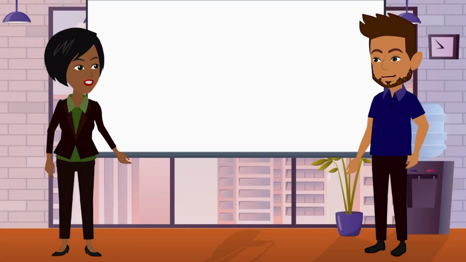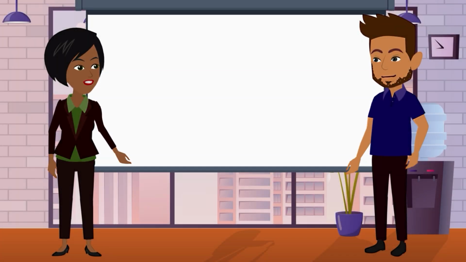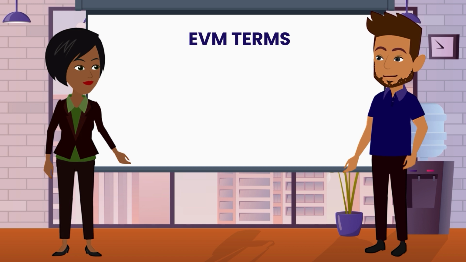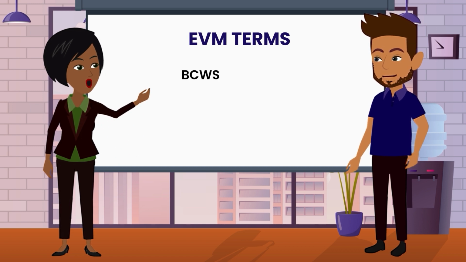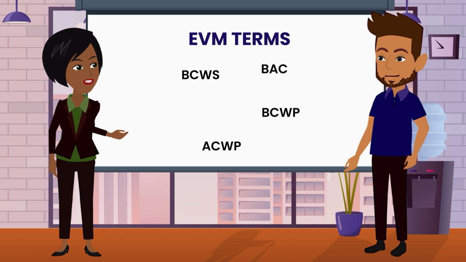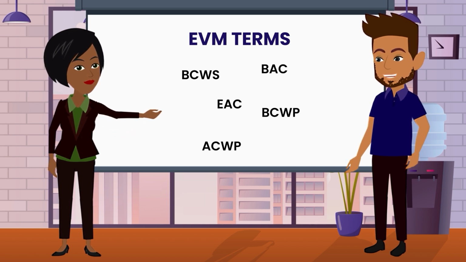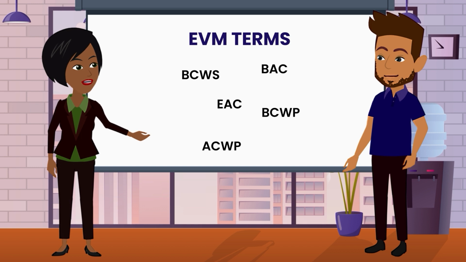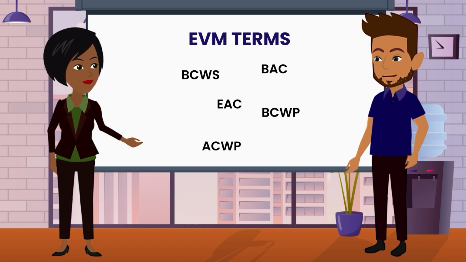Let me introduce you to some common EVM terms. Okay, I'm ready. BCWS, BCWP, ACWP, BAC, and EAC. Oh, my. It's easy to be intimidated by all the acronyms.